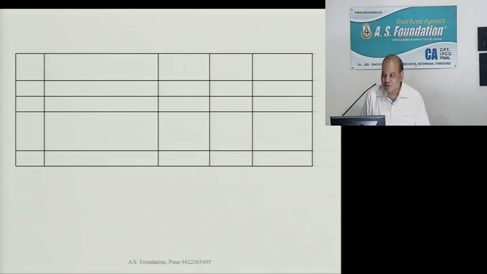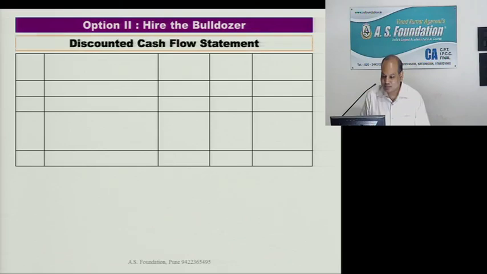Next, option 2. Hire the bulldozer. Take the bulldozer on lease for 2 years. Write down once again, calculation of present value of cash flow. Here no working note is required.